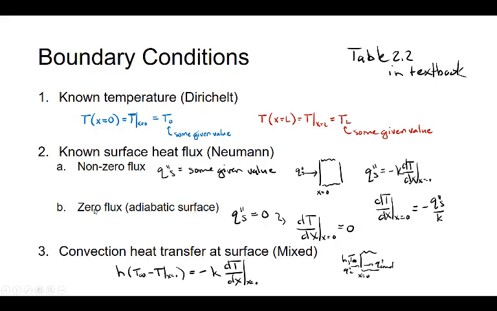There is also the possibility that the flux is 0. We call this an adiabatic surface. This type of surface exists at any symmetry line. When the flux is equal to 0, from the equation above, it tells us that the temperature gradient at that location must be 0.